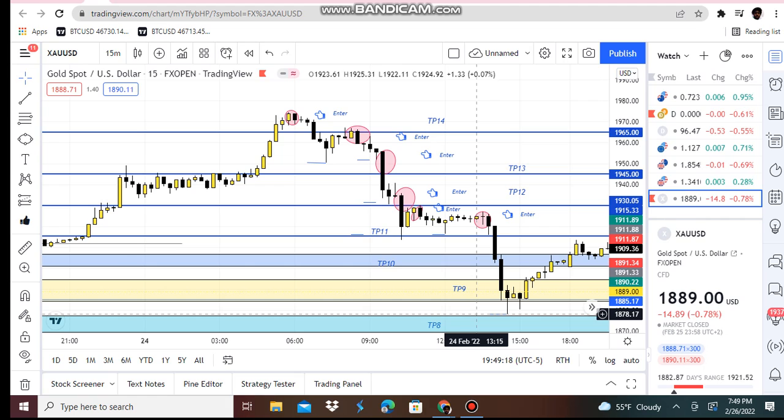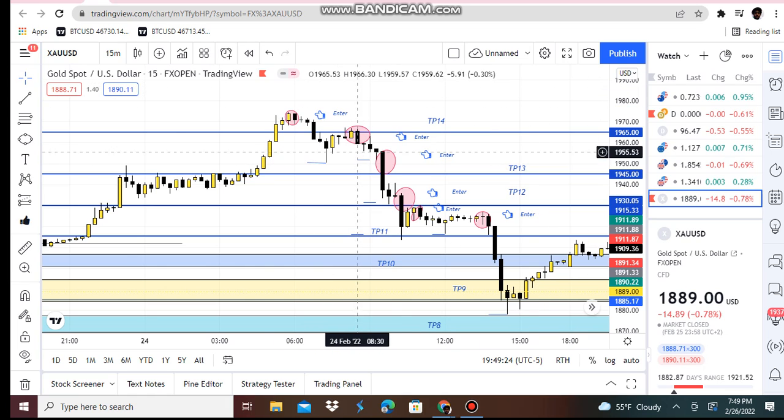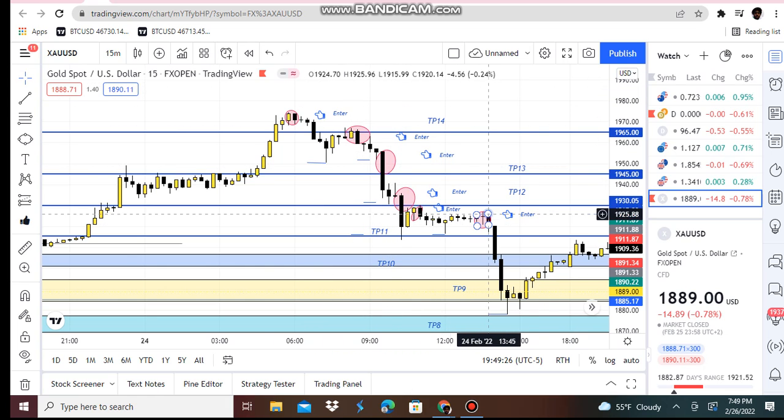So I hope that helps, gang, and you can see price was in a downtrend. Price was in a downtrend, making lower lows and lower highs and lower lows and lower highs and lower lows, all the way down to take profit 1878.